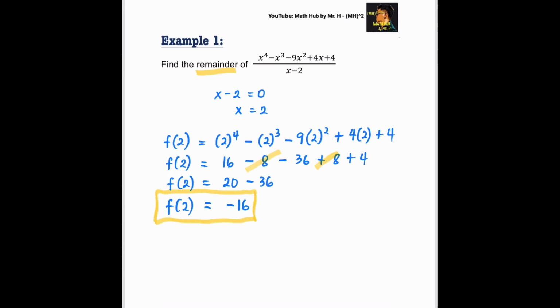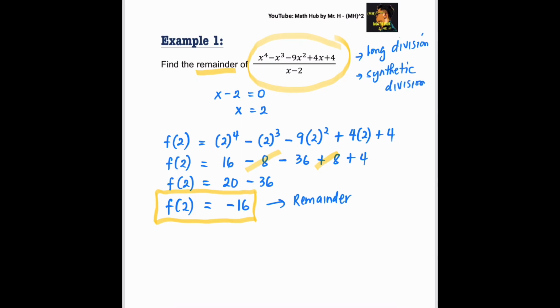So it tells us two things. Number one, that is the remainder, even without performing the division. And remember, if you're dividing polynomials, there are two ways to divide: the long division method, and the synthetic division method. Now, if you haven't watched the videos I uploaded previously about long division and synthetic division, I will put the links to those videos and I recommend that you watch them.